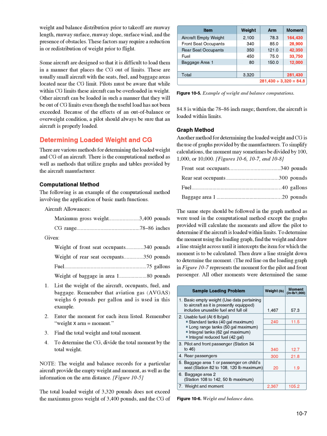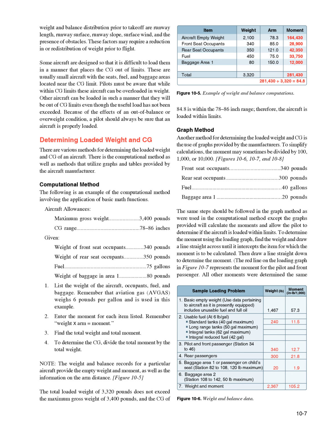Determining loaded weight and CG. There are various methods for determining the loaded weight and CG of an aircraft. There is the computational method, as well as methods that utilize graphs and tables provided by the aircraft manufacturer. Computational method. The following is an example of the computational method involving the application of basic math functions.